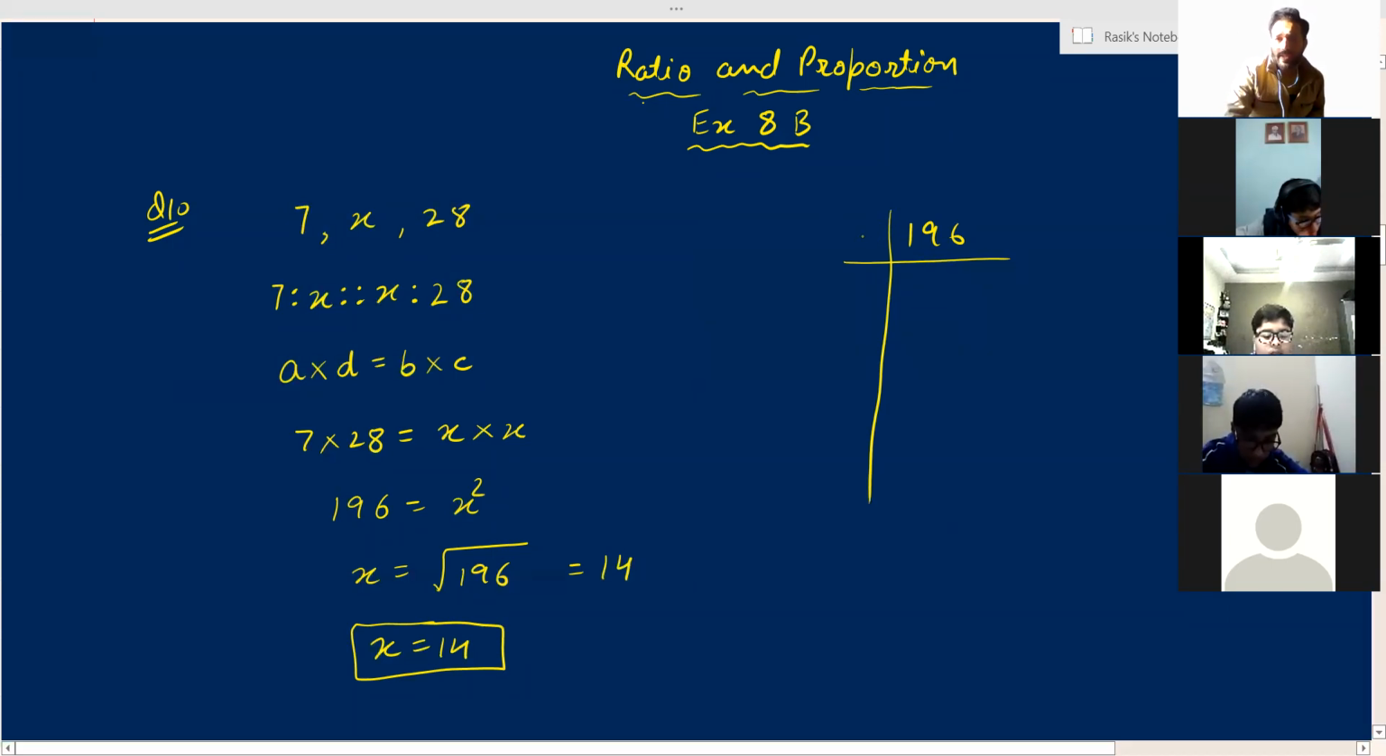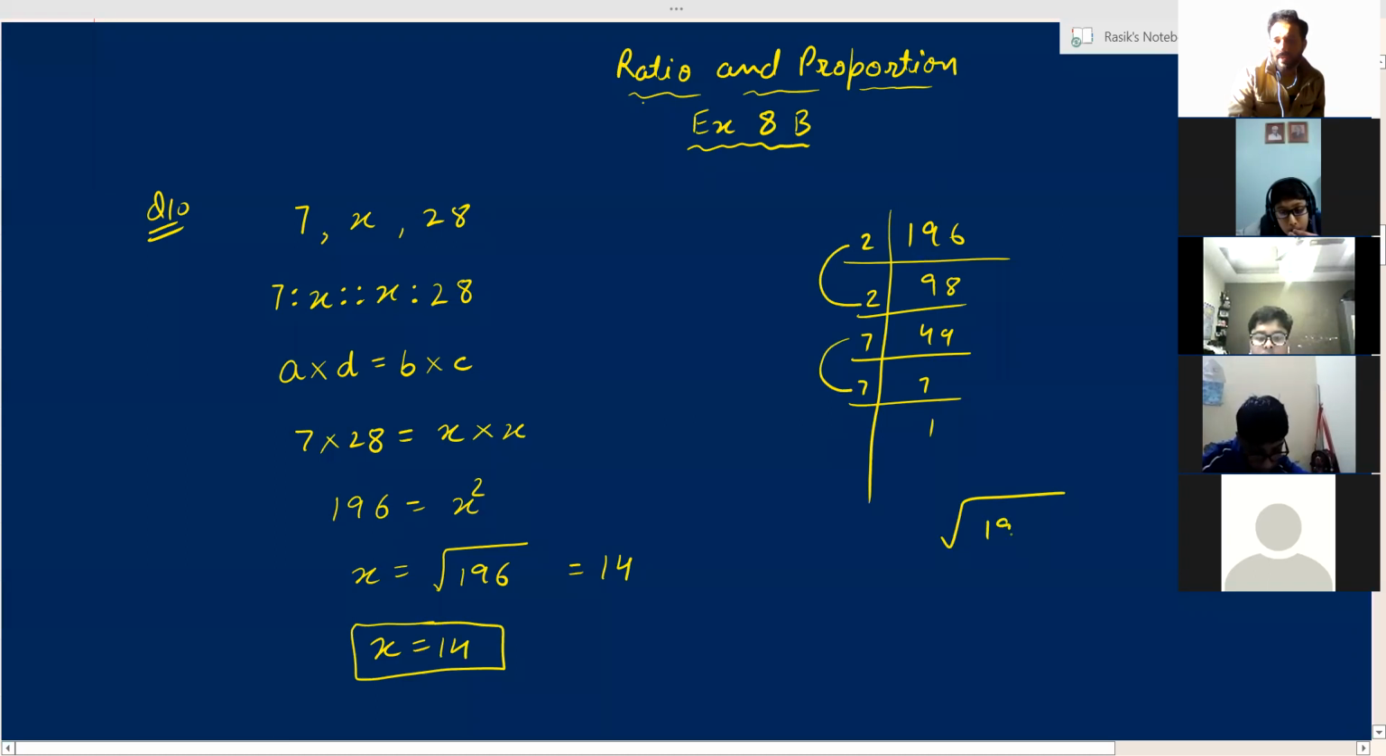So the method is this: divide 196 by 2, you get 98. Then divide 98 by 2, you get 49. Then divide by 7, you get 7. Then divide by 7, you get 1. So the prime factors are 2 into 2 into 7 into 7. There is one pair of 2 and one pair of 7. So when you write the square root of 196, you write 2 one time and 7 one time. So this is 14.